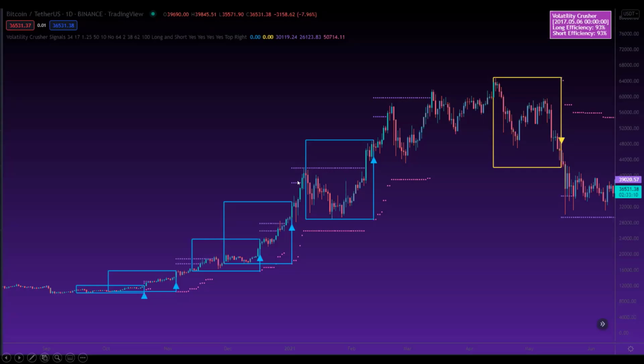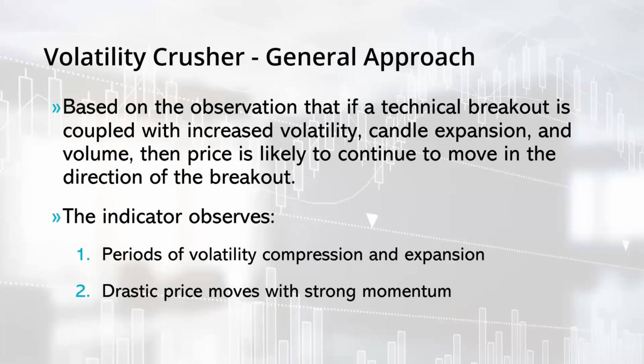And of course, Volatility Crusher is equipped, just like Divergence Cloud and 1, 2, 3 Strike, with our proprietary statistics, which will show you how well the indicator has been working historically on the long side and the short side. Now, before we continue looking at charts, let me talk a little bit more about the philosophy and how the calculation of Volatility Crusher works.